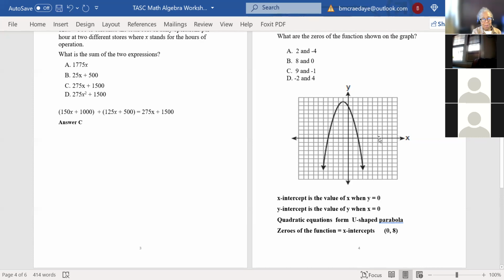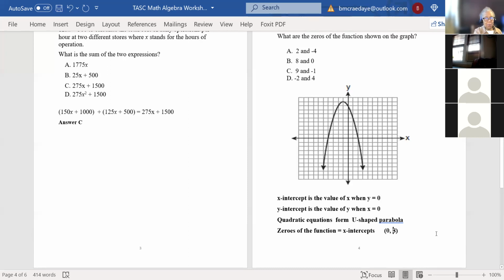Well, no, an 8 and a 0. Well, 8 would be positive. This is like 2, 3, 4, 5, 6, 7, 8. And nothing is marked right here. 8 right here. Okay. Y is 0, and a 0.